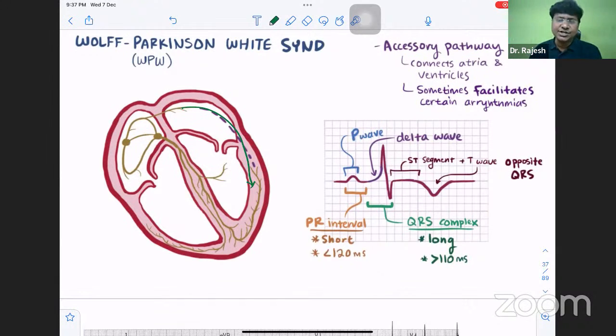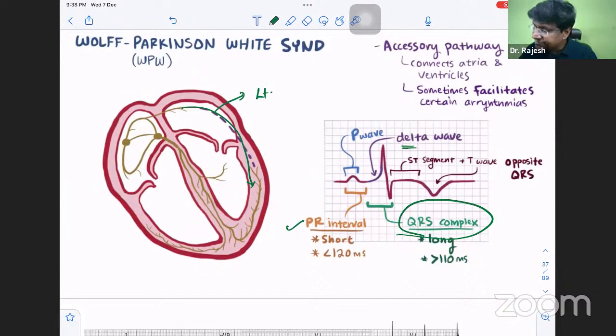And what will be the ECG changes? Everyone is aware of it. There will be a short PR interval, there will be a delta wave, and there will also be a wide QRS complex. And all these are mainly because of the accessory pathway. And a very important thing you need to know is, which side accessory pathways are more common? Is it right side or left side accessory pathways more common? Please remember, left side accessory pathways are more common, which is nothing but your bundle of Kent. So the Kent bundle is more common on the left side compared to the right side.